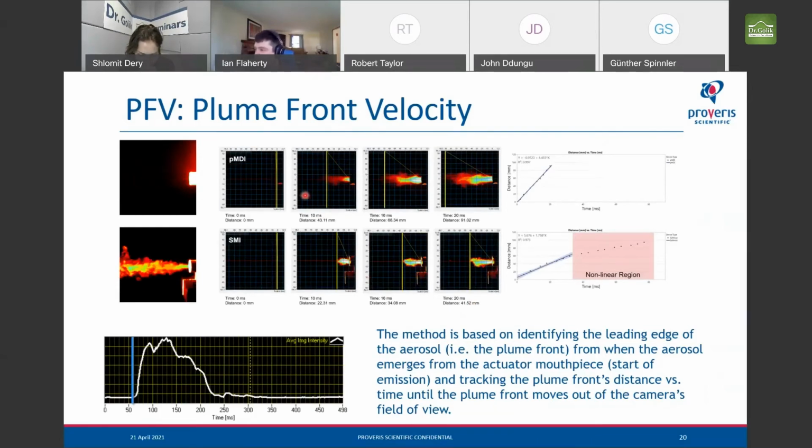We can define the time 0 point as the time point just before the spray event starts. Then we can measure how much distance the plume, the leading edge of the plume, covers throughout the field of view in order to calculate the velocity.